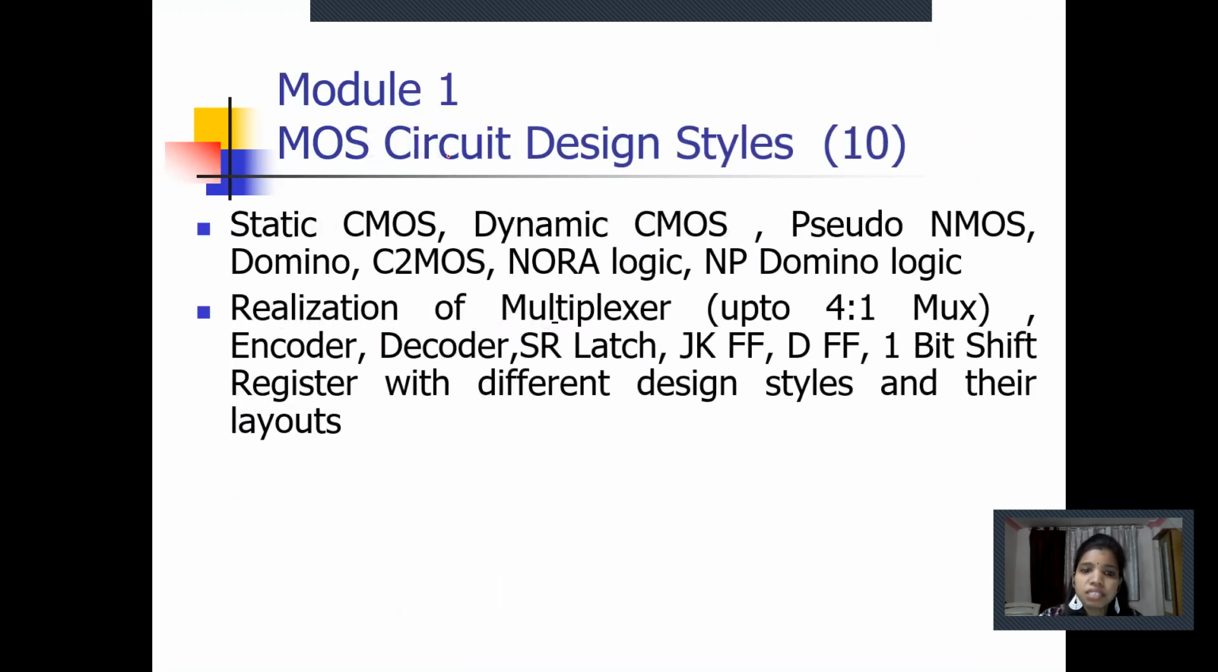So basically this syllabus is divided into 6 modules, module 1 to 6, and in the bracket the hours are mentioned. The first module is MOS circuit design styles. Whatever you have learned in the previous semester, like EDC, analog electronics, microelectronics, you have already learned what a MOSFET is: depletion type MOSFET and enhancement type MOSFET. Depletion type MOSFET is not required in VLSI. We will use only enhancement type MOSFET.